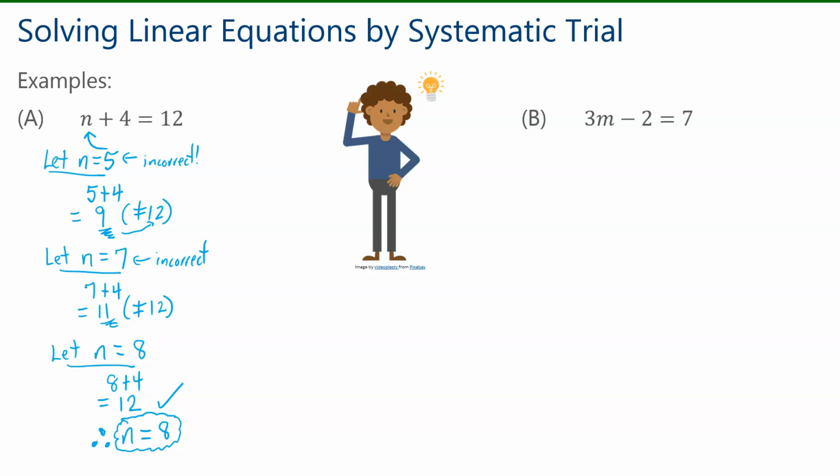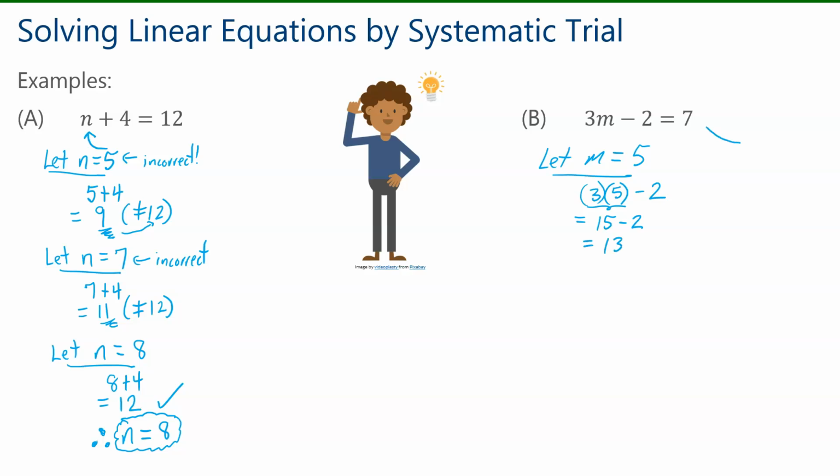Maybe even for B here, 3m subtract 2 equals 7. I'm going to choose a value for m, and I'm going to see if it works. So I'm going to choose m equal 5. Let's see. So I have 3, and in place of the m, I put 5, and I'm using my brackets here to indicate multiplication. So 3 times 5 subtract 2. Order of operations says I need to do my multiplication first. 3 times 5 is 15. Subtract 2, and I get 13.